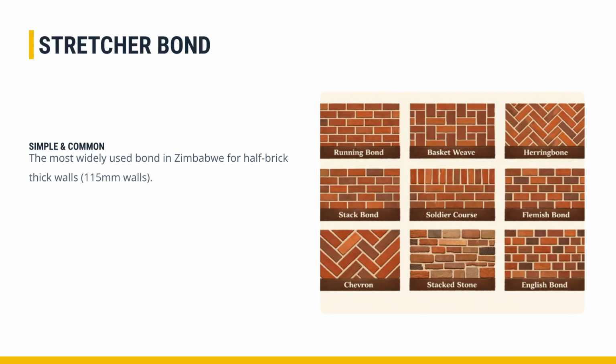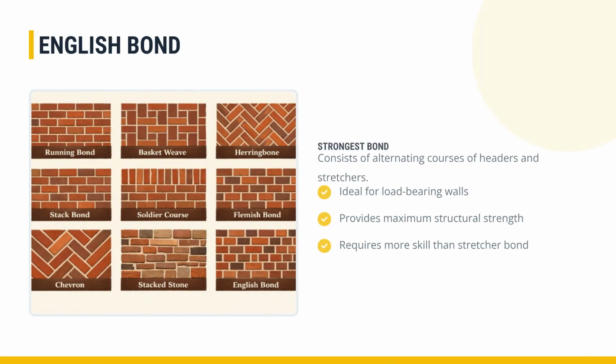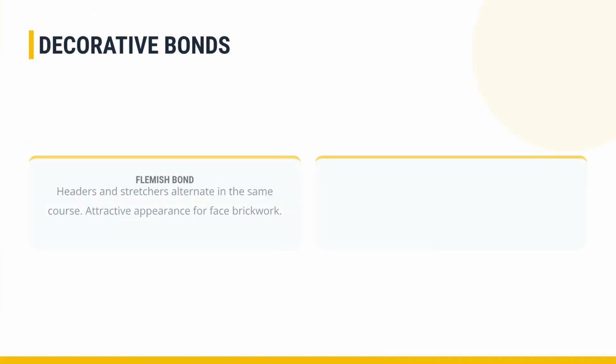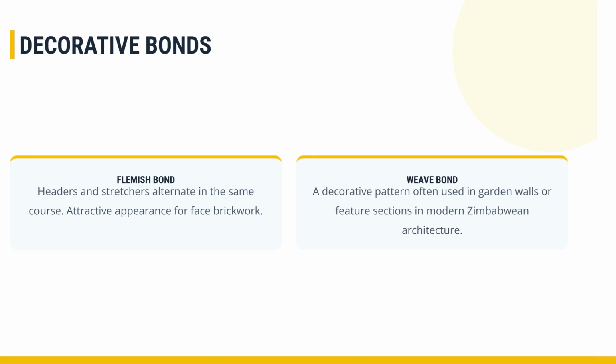It involves bricks laid with stretchers facing out and vertical joints overlapping by half a brick. The English bond is the strongest bond. It consists of alternating courses of headers and stretchers, making it ideal for load-bearing walls, though it requires more skill to lay. Decorative bonds include the Flemish bond, where headers and stretchers alternate in the same course, and the weave bond, often used for aesthetic features in modern Zimbabwean architecture.